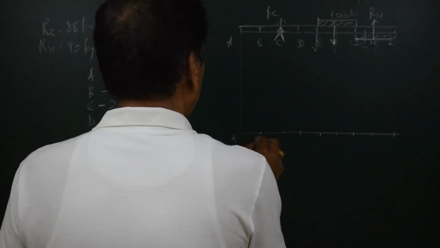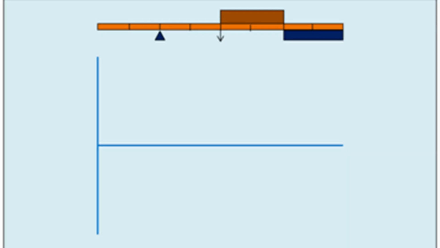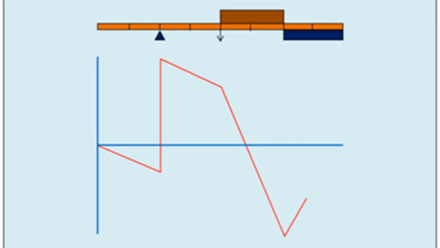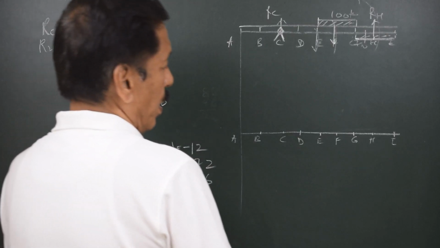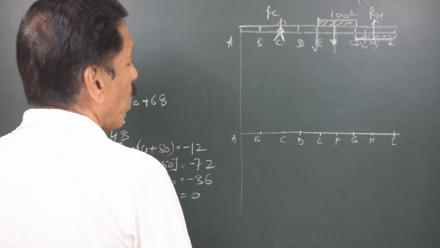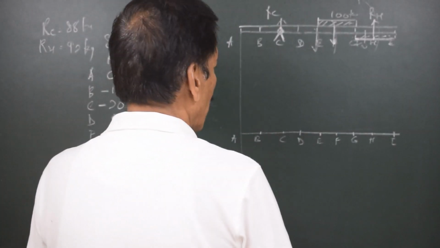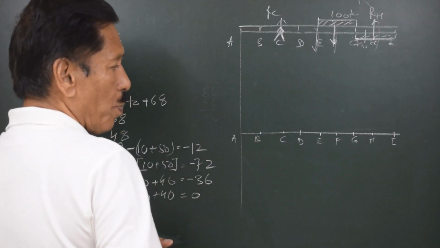This is A, then B, C, D, E, F, G, H, I. Now the maximum value upwards is +68 and downwards is -72. So we can take a scale now. We may take the length scale as 2 meter is equal to 1 centimeter, or we can even take 1 meter is equal to 1 centimeter, right? So we will not go for the proportion here.